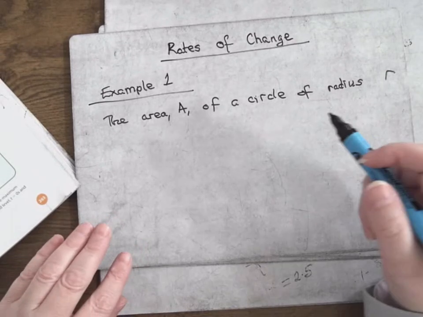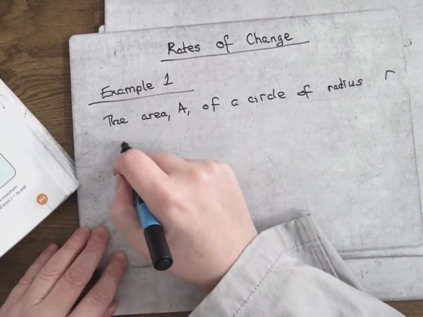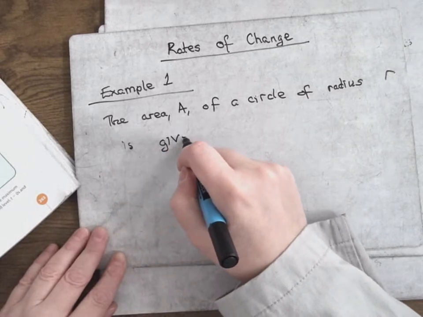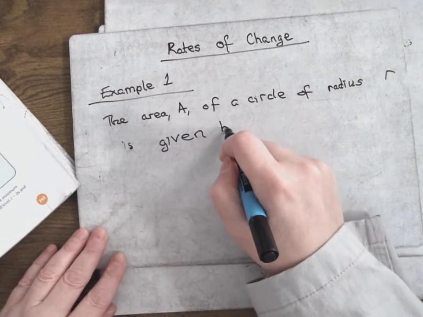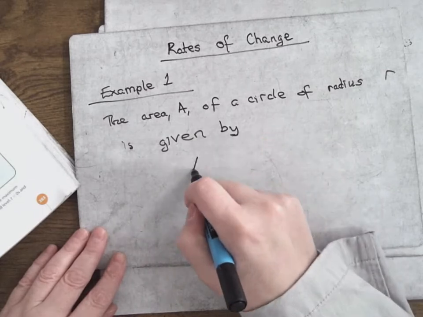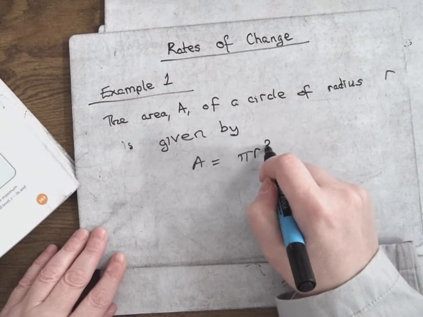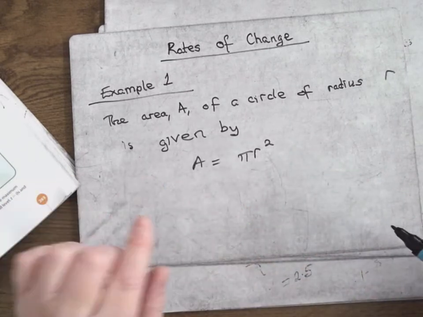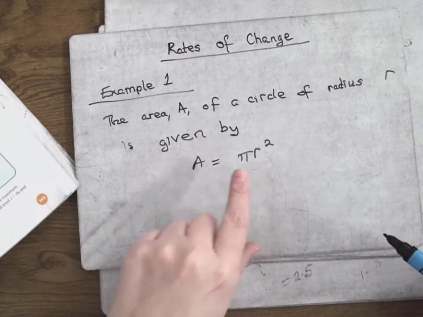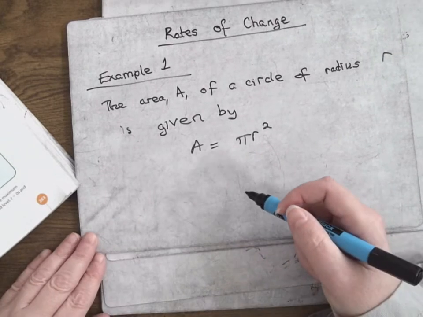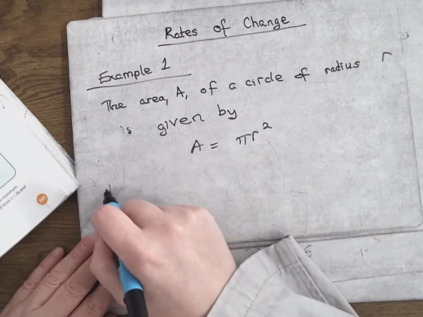The area A of a circle of radius R is given by, so as I say, girls, there's now a story attached, but we're still going to differentiate. So area is equal to pi R squared. So instead of X and Y, we have area and R, right? Okay, A and R. Find in terms of pi.